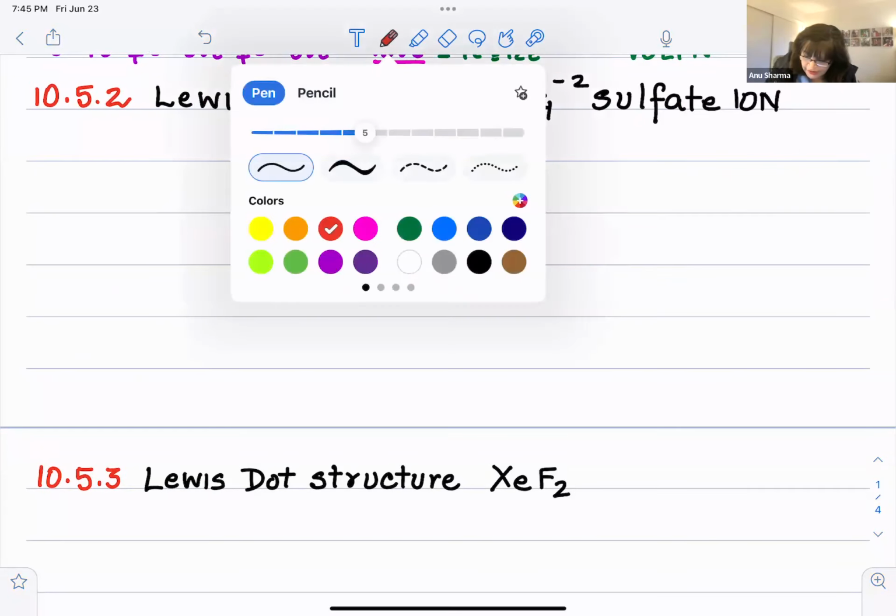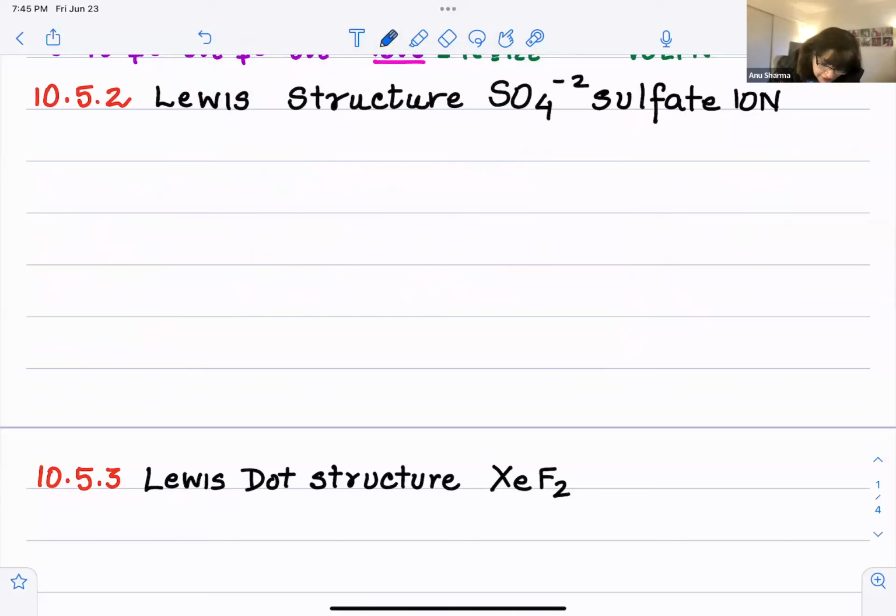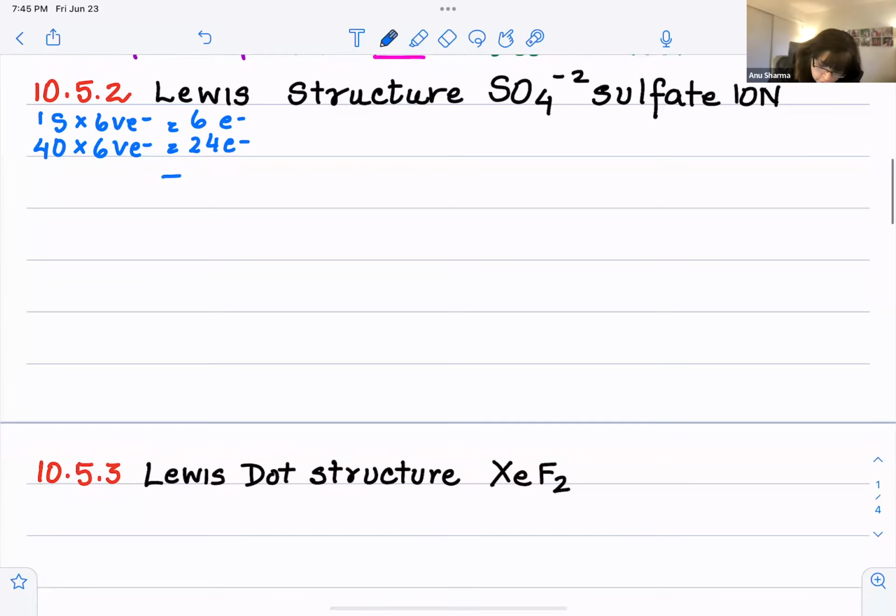Now, very interesting here, the sulfate ion. Sulfate has 1 sulfur and 4 oxygens. Each sulfur has 6 valence electrons, and each oxygen has 6 valence electrons. So the total is how many? 6 here and 6 times 4 is 24, so 24 valence electrons. Then we add 2 more for the minus 2 charge. Those 2 electrons are the charge. So we will be adding that, and this becomes a total of 32 electrons.